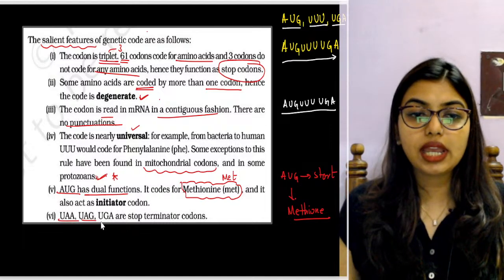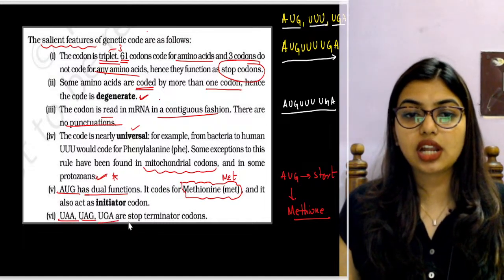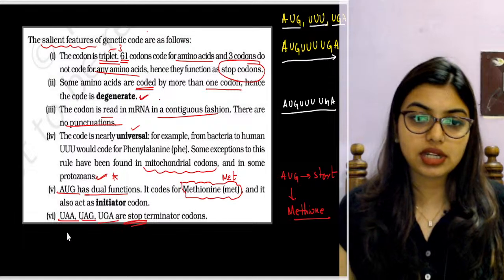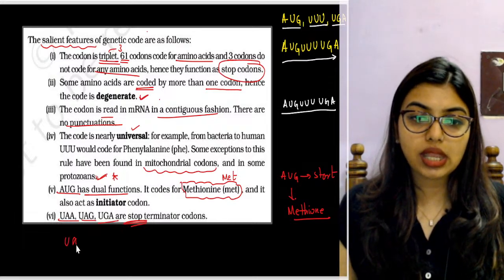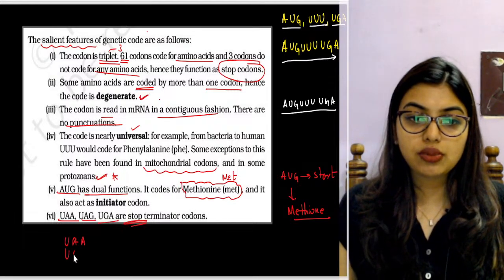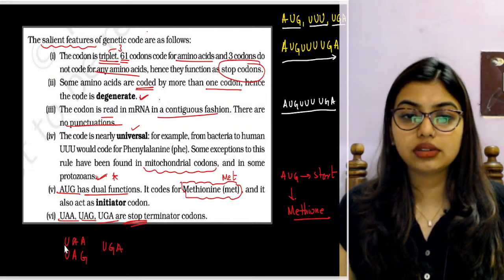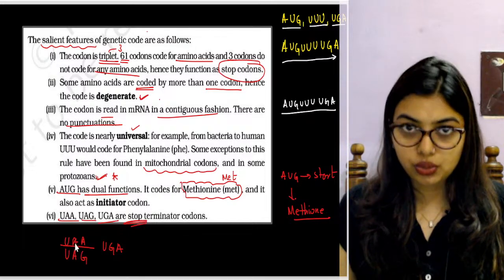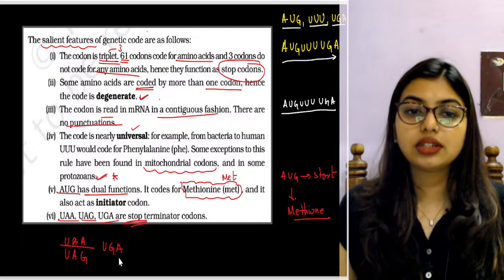Now UAA, UAG and UGA are stop terminators. Remember like this: UAA, UAG, UGA.